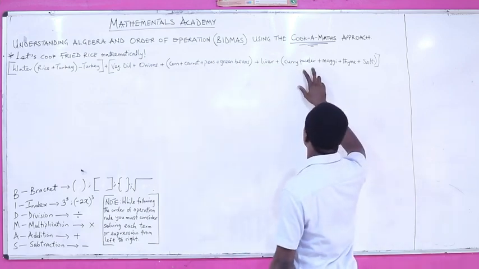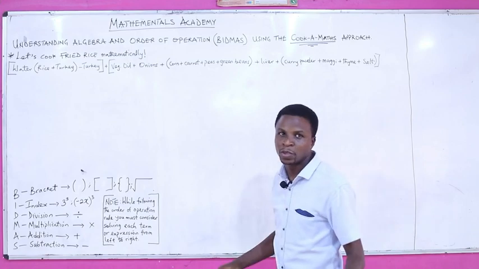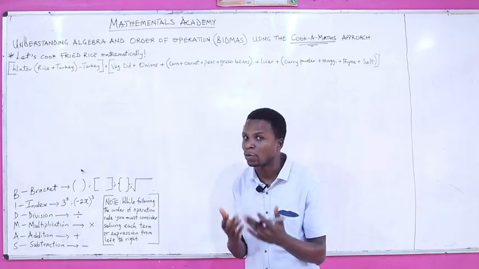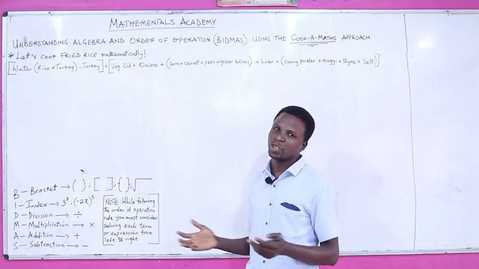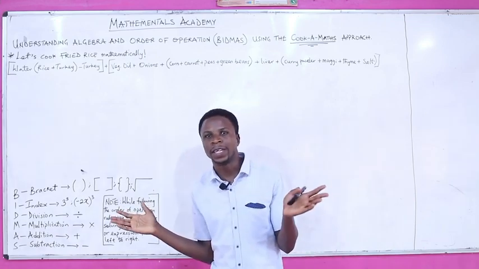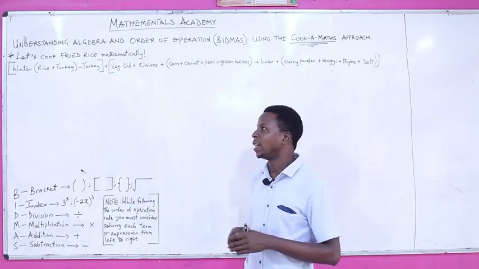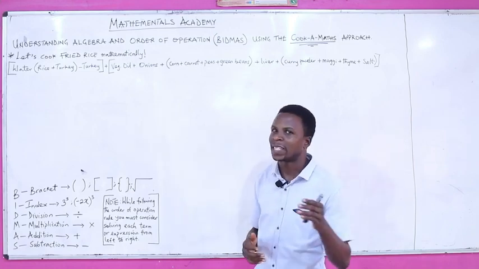I have my liver, curry powder, Maggi, thyme, and salt. So I have all the ingredients that are required to cook a very delicious fried rice, but there is no pot before us, so we won't be cooking it realistically. So we'll be cooking it mathematically.